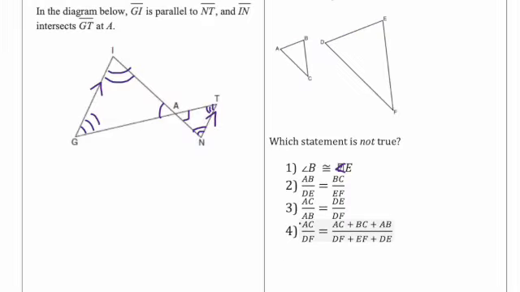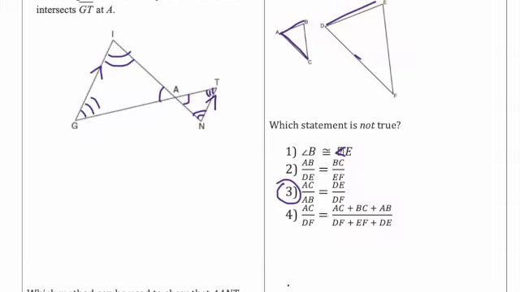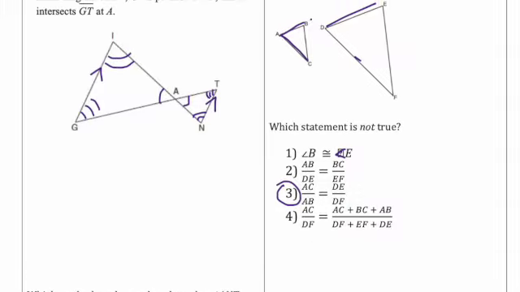Let's look at the third one. Third one, we have AC is to AB as DE. Nope. Okay, AC is this side, so it should have this side on top. Okay, so number 3 is not true. AC over AB, then it should be DF, but it's DE. Okay.